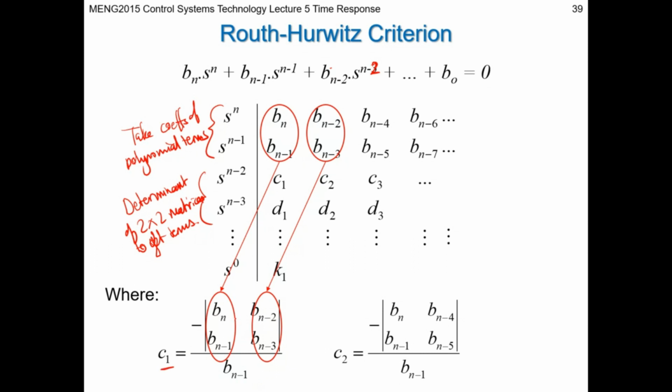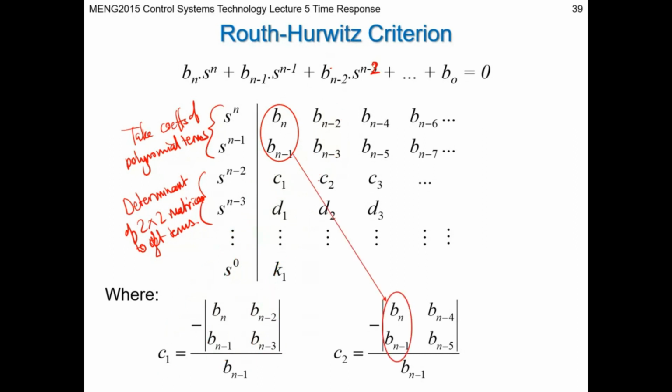Now this determinant, you cross multiply these terms and then subtract these. Right, so you cross multiply and then subtract the opposite cross multiplication, then divide by Bn minus 1. That's how you form the determinant, and it's negative. It's a negative, right? It's not positive, it's a negative. So that gives us C1. C1 goes back in here.